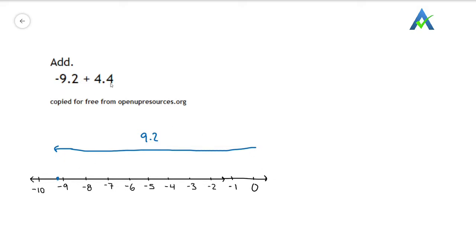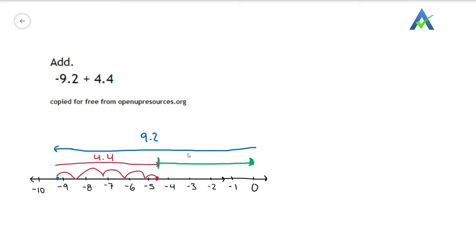Now if we're adding 4.4 to this negative 9.2, we're going to need to go to the right since the 4.4 is positive. So 1, 2, 3, 4, and then another 0.4 would leave us around this area. So we know that the distance from the end of this arrow to the tip of this arrow is going to be 4.4 units. So what this question is asking us to find is the distance from here to 0. We need to find the length of this arrow in order to find the sum of these two numbers.